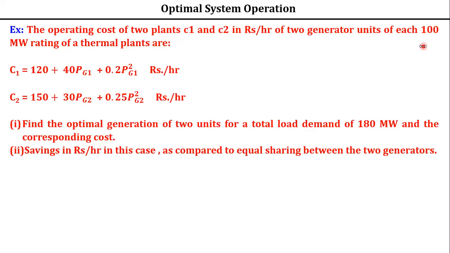That is obvious, no? That is quite obvious. 180 is there, so equally these two plants have to share. Equally means 90 megawatts on this plant and 90 megawatts on this plant. So that is how you should understand when they are sharing equal load, 180 megawatt. Equal load means here 90, here 90. Total is 180, isn't it? That is PG1 90 megawatt, PG2 is also 90 megawatt. Hope you have understood this when they are sharing equal load.